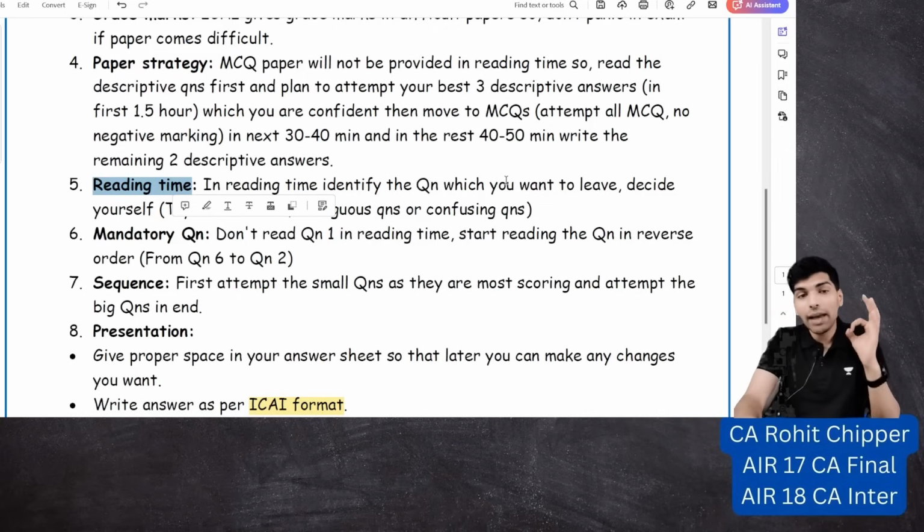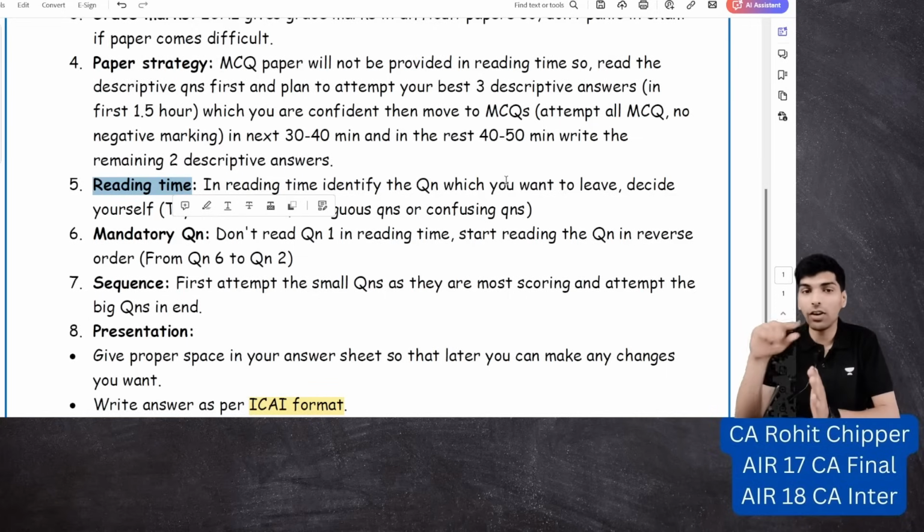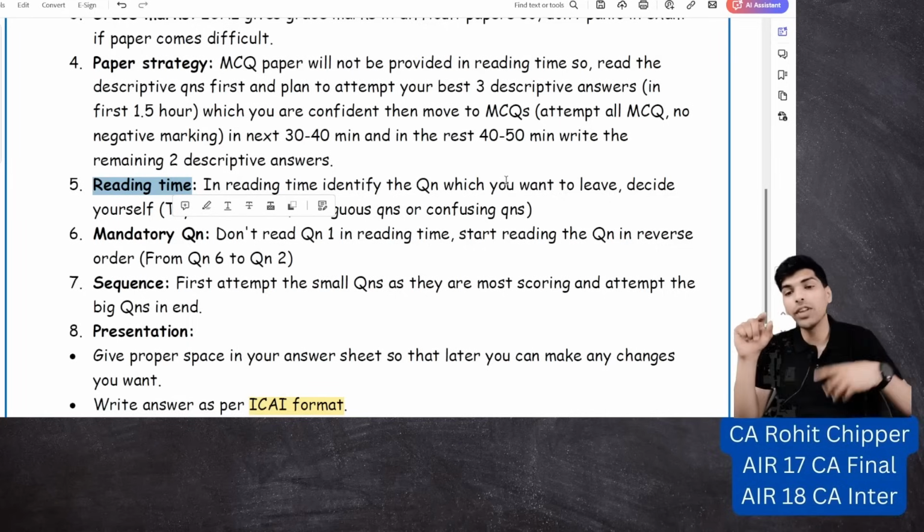So in reading time, always read the optional questions only and never read the compulsory question, because the compulsory question you anyway have to attempt, and in those 15 minutes you can't solve any question. You just have to read, and think whether you know the answer or you don't know the answer. If you don't know the answer, mark a cross and move to the next question.